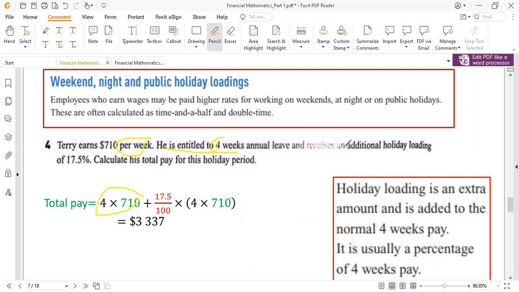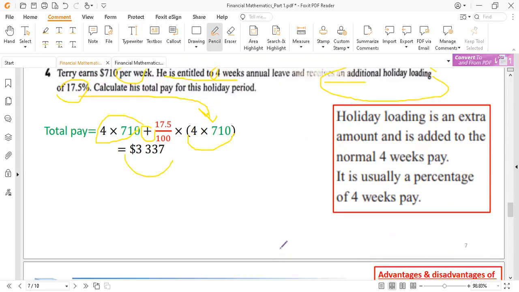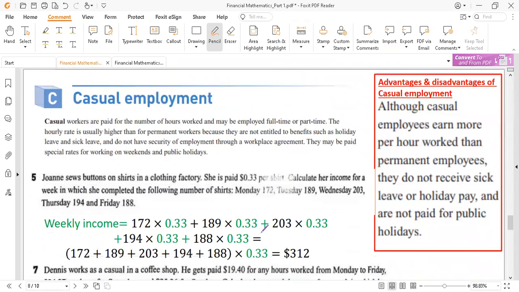And he receives an additional holiday loading. Normally we evaluate the holiday loading, the given percent, from the 4 weeks pay. The 4 weeks pay is 4 by 710. So it is easy to calculate it to obtain $3,337.